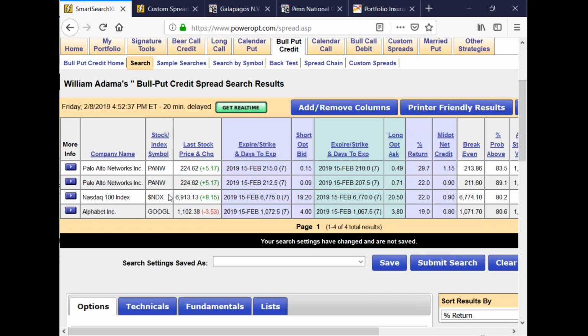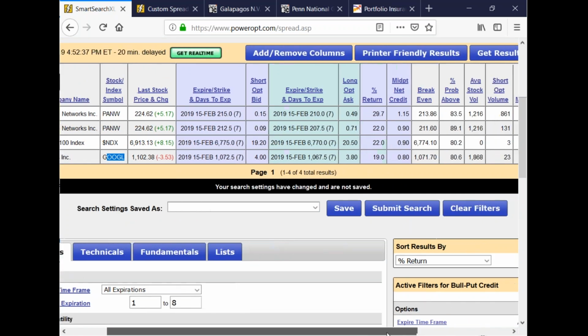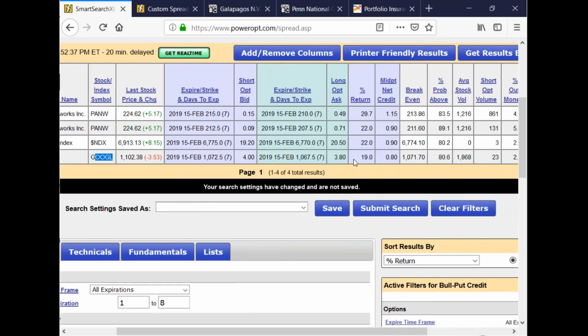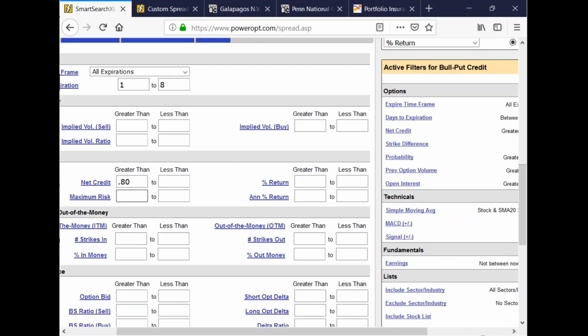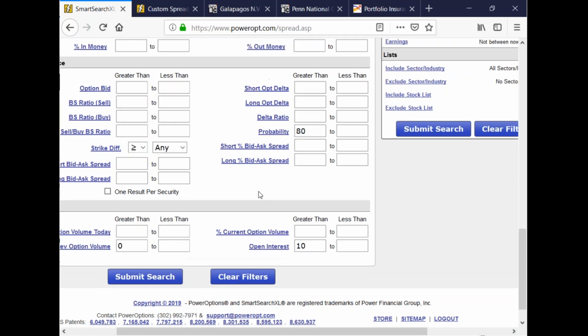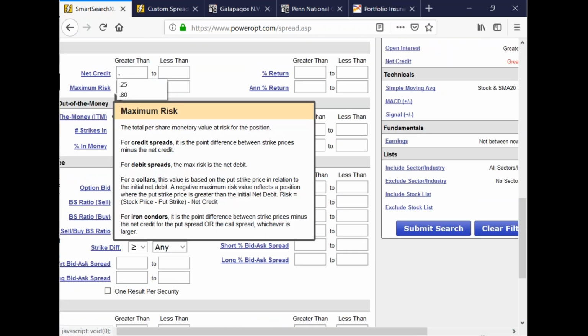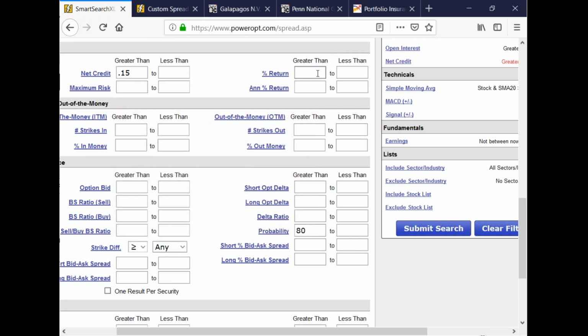Palo Alto, NASDAQ, and Alphabet. Okay, now the minimum 80 cents you had said on a 5-point spread, that's going to be about your 20% return. So rather than limiting it to 80 cents and 5 points, I could say I want a strike difference greater than or equal to 1, or we could just say any. And it doesn't have to be an 80-cent net credit. Let's just say at least 15 cents. But again, we talked about that.